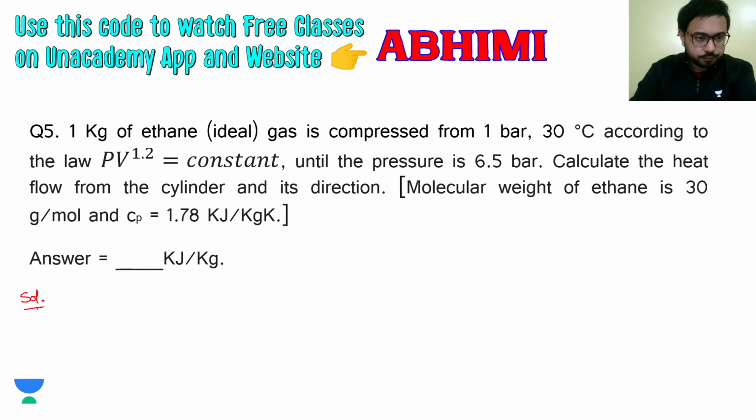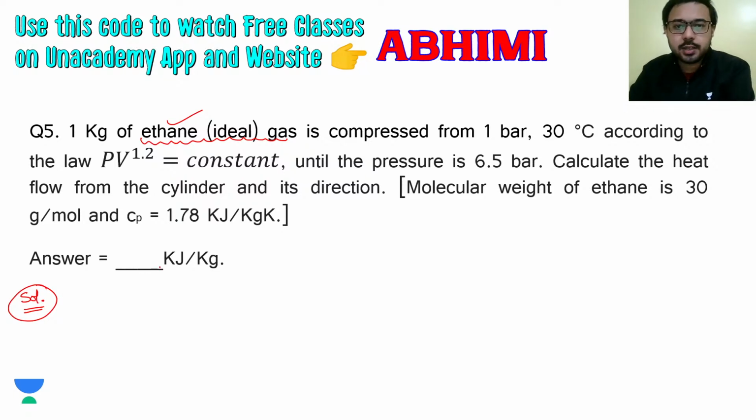Let's solve it. The most important thing that makes this question a little tougher, or trickier, is ethane gas. Usually we see air and we use the values of air to find the answer, but this is ethane gas, and due to this some things will change. So 1 kg of ethane gas is given, and it is compressed from 1 bar according to this law, and the final pressure is 6.5 bar.